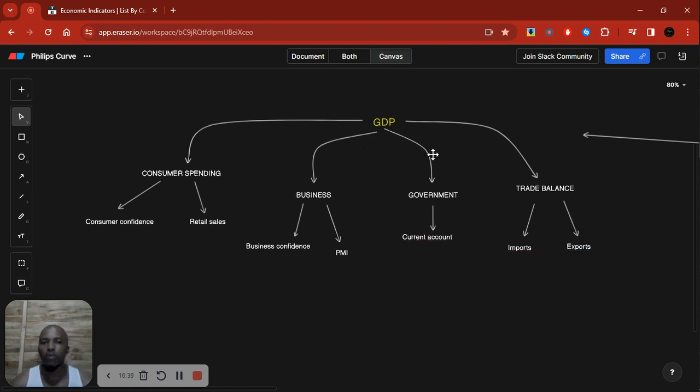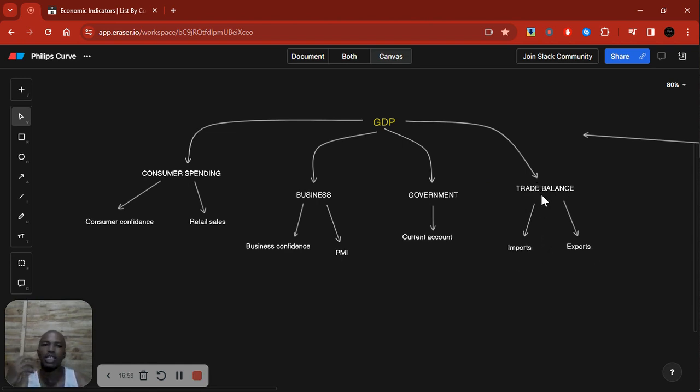So this is GDP and its four components. The first component of GDP is consumer spending. We're focusing on consumer confidence and retail sales. For business, we're focusing on business confidence and PMI, services and manufacturing. For government, we look at current account. And then the trade balance, of course, is composed of imports and exports.